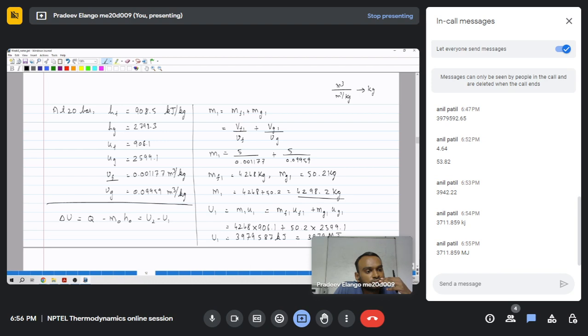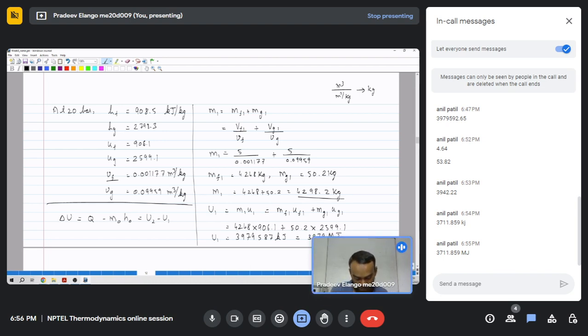So for the final calculation of final internal energy, I have taken the remaining mass that is coming as 3998.28. Where we are matching our answers, but that I have multiplied with the internal energy of only water. Only water, because only water remains there, no?